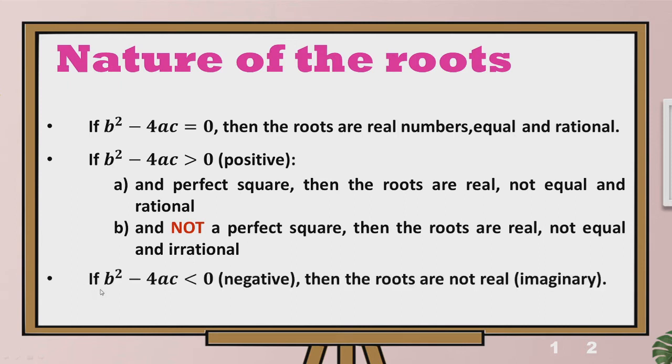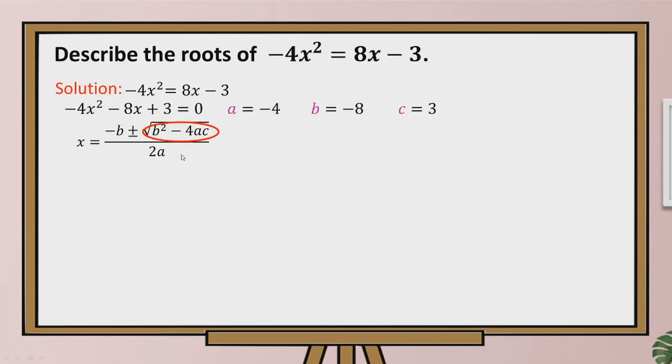Ang pang-apat na kondisyon naman is if our discriminant is less than 0 or in short, a negative value. Pag nangyari yun, we can say that the roots of our quadratic equation are not real or ang sinasabi nating imaginary numbers. So as we continue our solution, we will take note of the value of this expression or yung value na nasa loob ng ating radical sign.